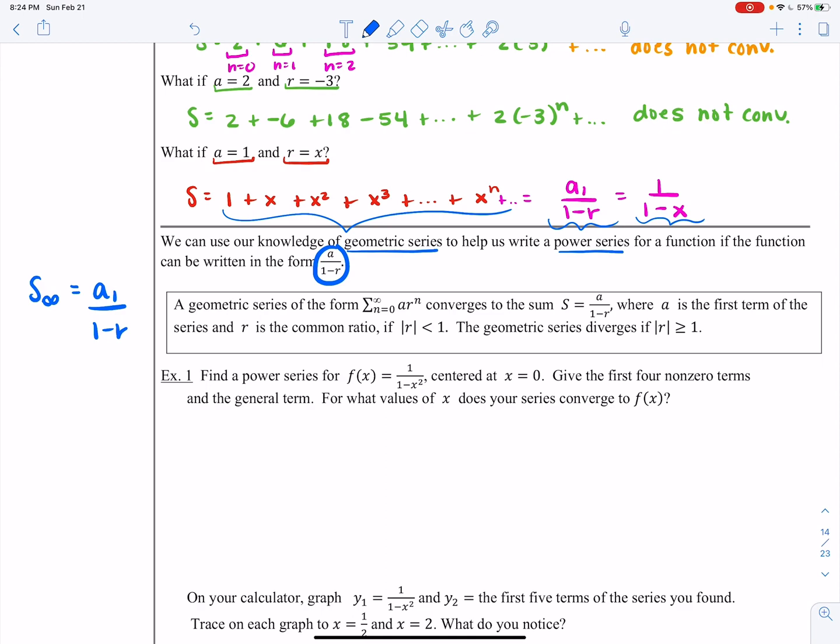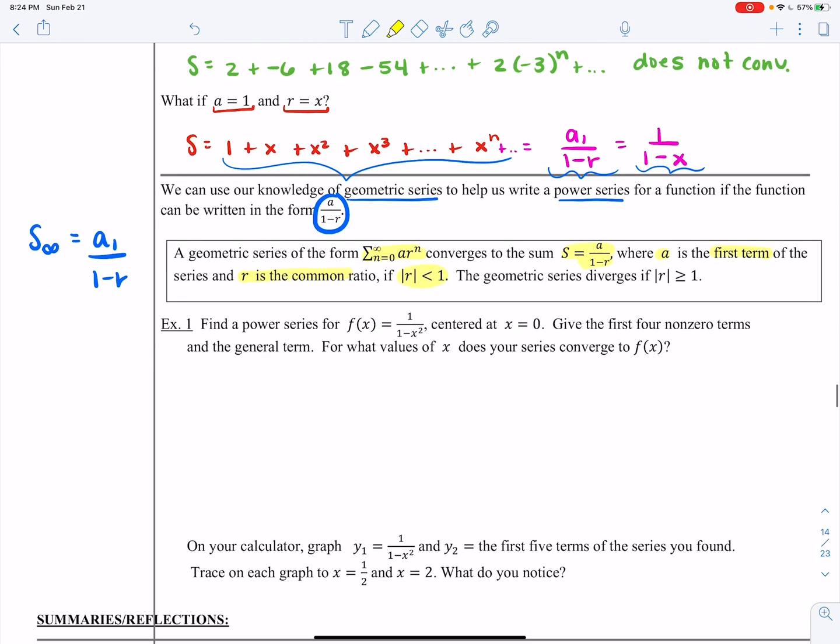So the important piece is that a geometric series written in the form a times r to the n converges to the sum where a is the first term and r is the common ratio. And this only happens if the absolute value of the common ratio is less than 1. We know that. That's the geometric series test.